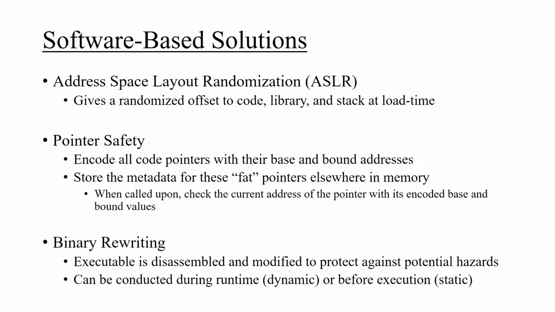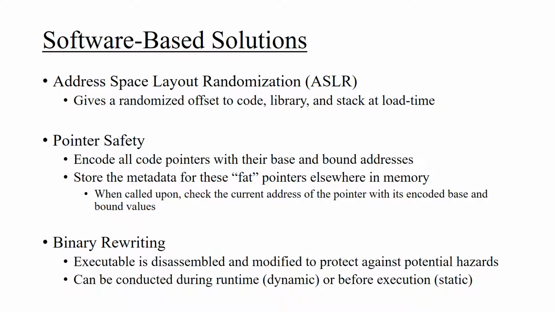Moving on to software-based countermeasures, one popular solution is known as address space layout randomization, which gives a random offset to the code, libraries, and stack sections of memory during load time. Another option is pointer safety, which is performed by identifying and encoding all pointers within the code with their base and bound addresses. This pointer metadata is stored in its own hash table away from the program's memory.